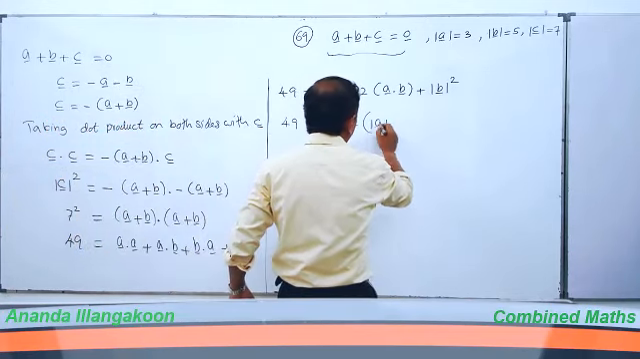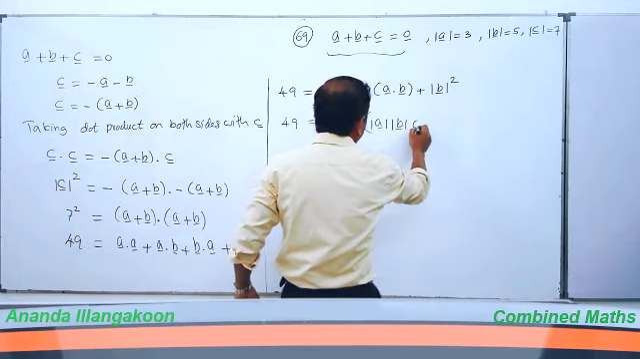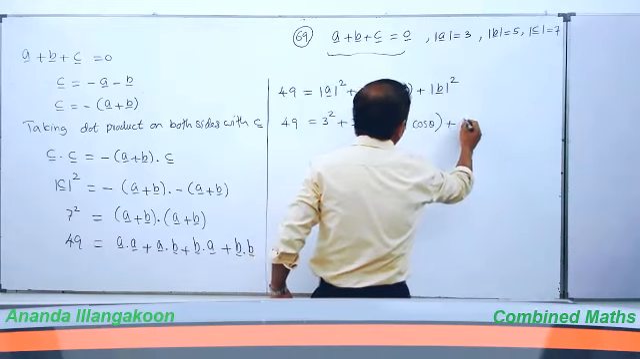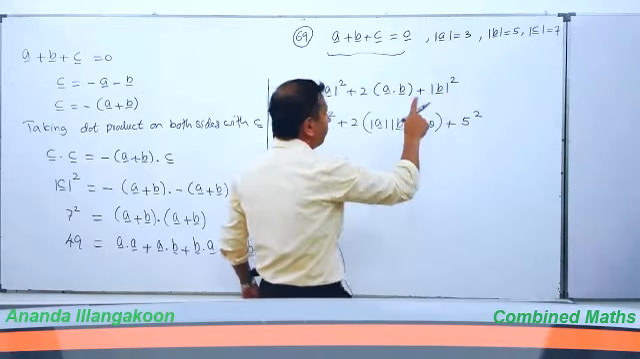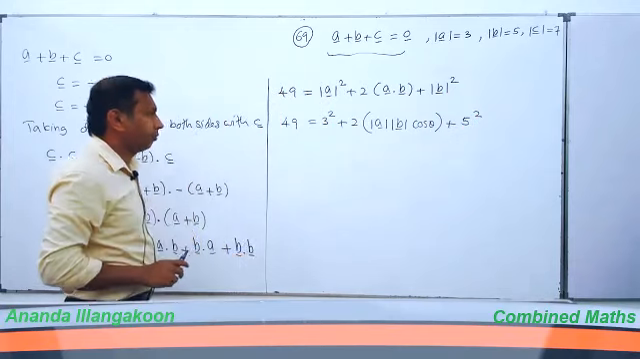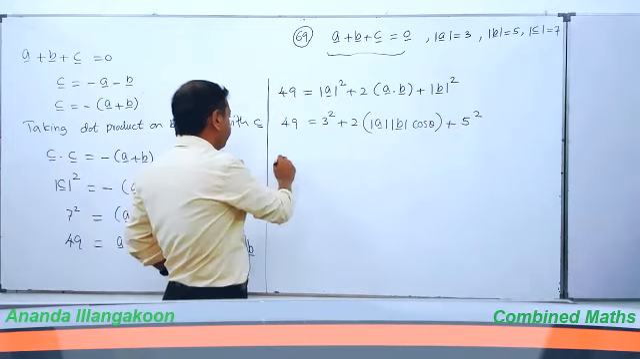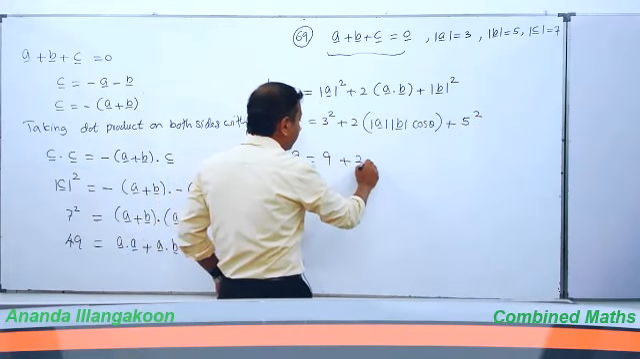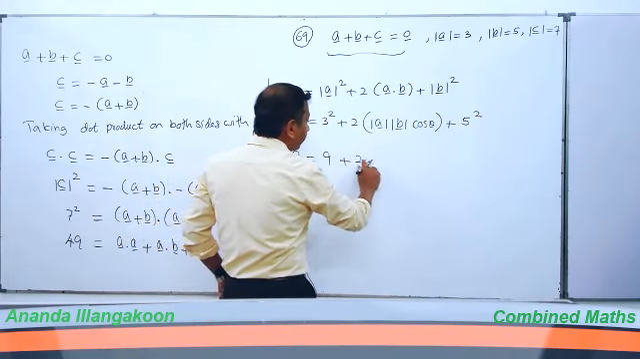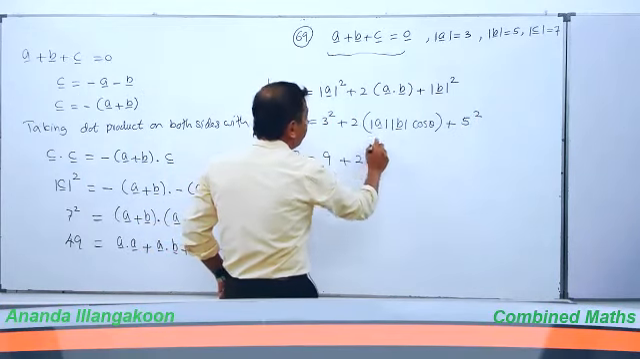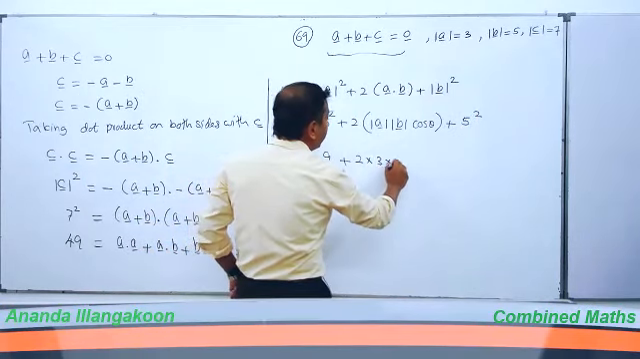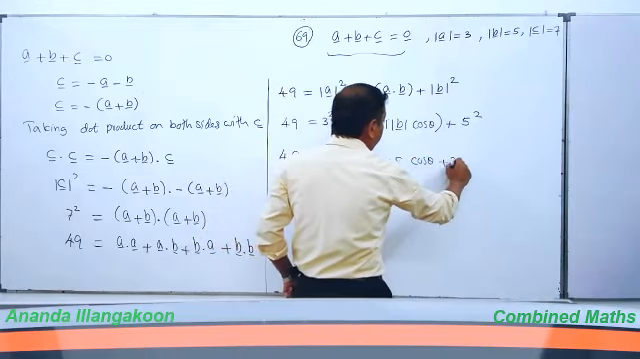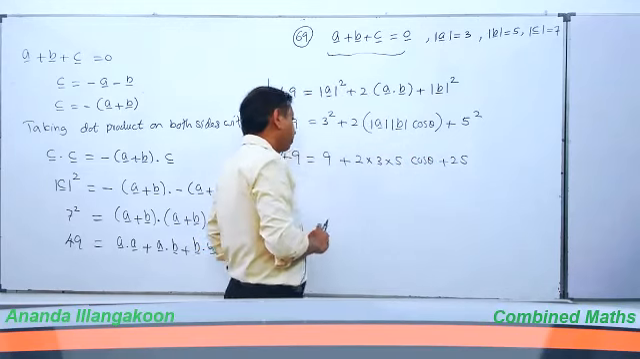Mod A times mod B times cos theta. Mod B squared means 5 squared. Mod B is 5, right? Now, this is 49. This is 9. 2 times mod A, mod A is 3, mod B is 5, cos theta. This is 25. 5 squared is 25.